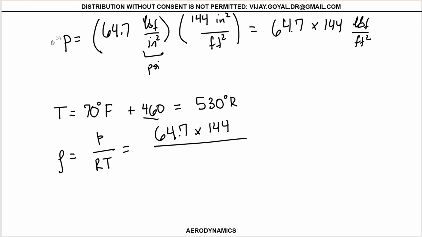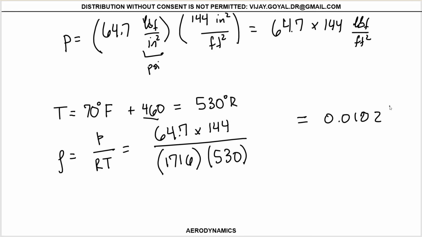Sorry, this is P. And then your gas constant is 1716 for air, multiplied by the temperature 530. That would give you 0.0102 slugs over feet cubed.